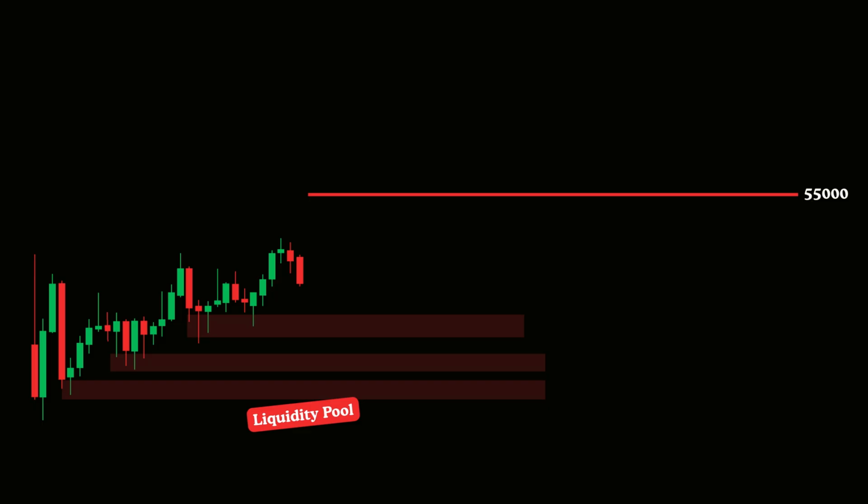A liquidity pool refers to a zone where a large number of stop-loss orders from retail traders accumulate in the same direction, typically within a defined price area or range. In this case, buyers have their sell stop orders placed at lower levels.